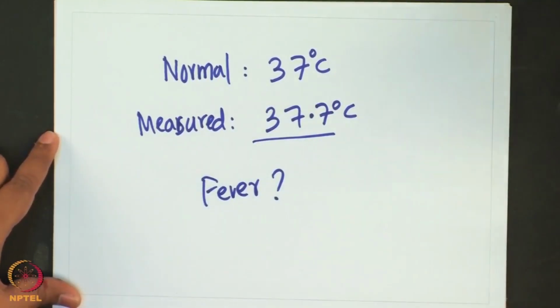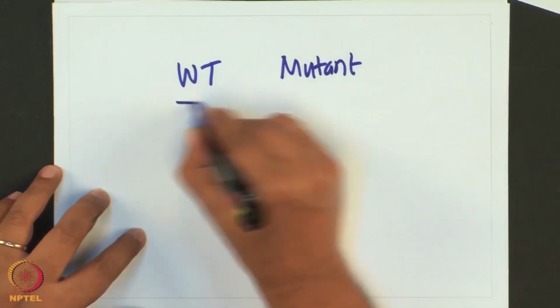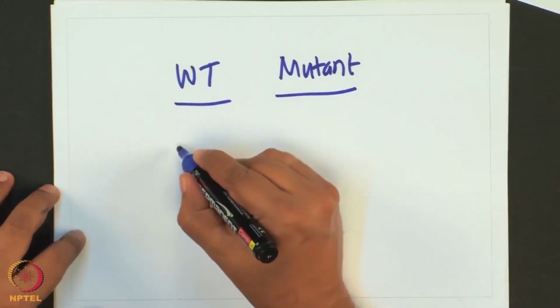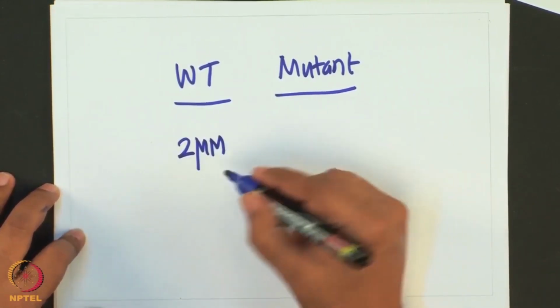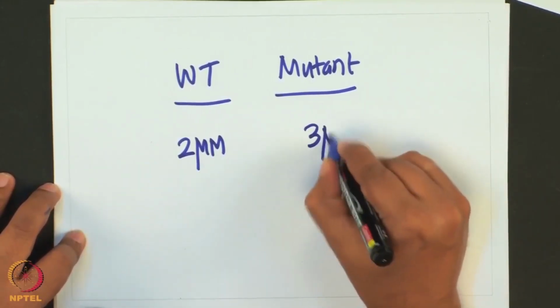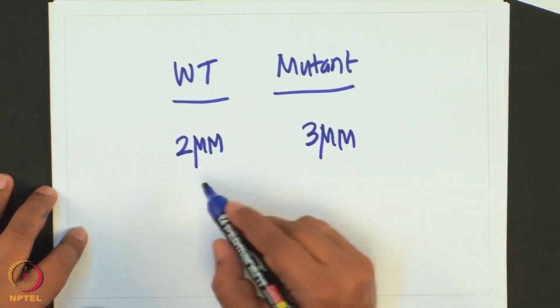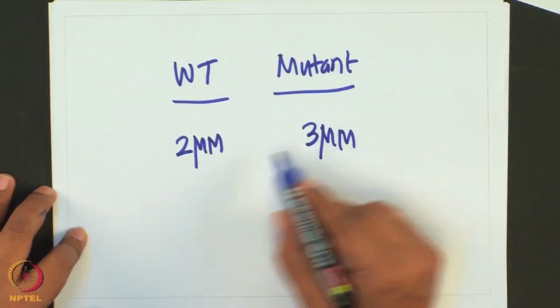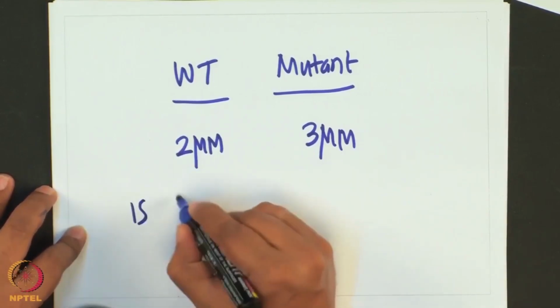Similarly, if you have two populations, drug minus and drug plus, you would want to measure some quantities on wild type and mutant. As always you will have a wild type and a mutant, and you measured some gene expression and got 2 micromolar of protein being produced here. Here you got 3 micromolar. So, is this different? Is this very different, or are 2 and 3 within the error? Is this difference statistically significant?